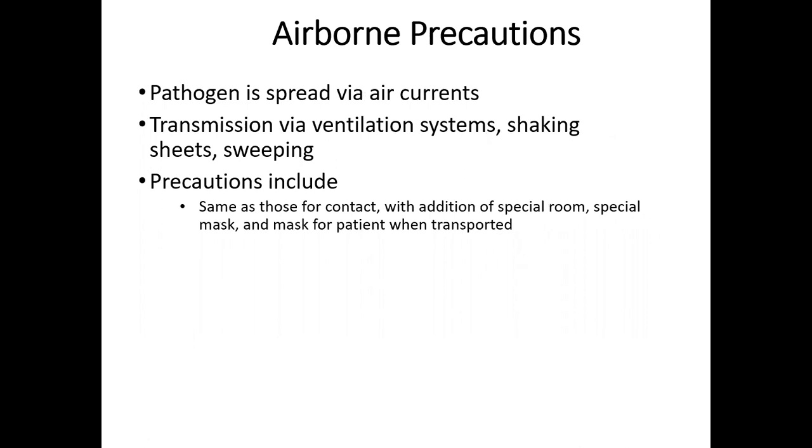Our airborne precautions are for pathogens that spread via air currents. Transmission can be through the ventilation system, shaking up sheets, sweeping. These patients need to be in a special isolation room that has negative pressure, meaning the ventilation system is sucking the air out of the room and not putting it into the system with everything else. We need to wear that N95 mask with these patients. An example of this would be TB or COVID.